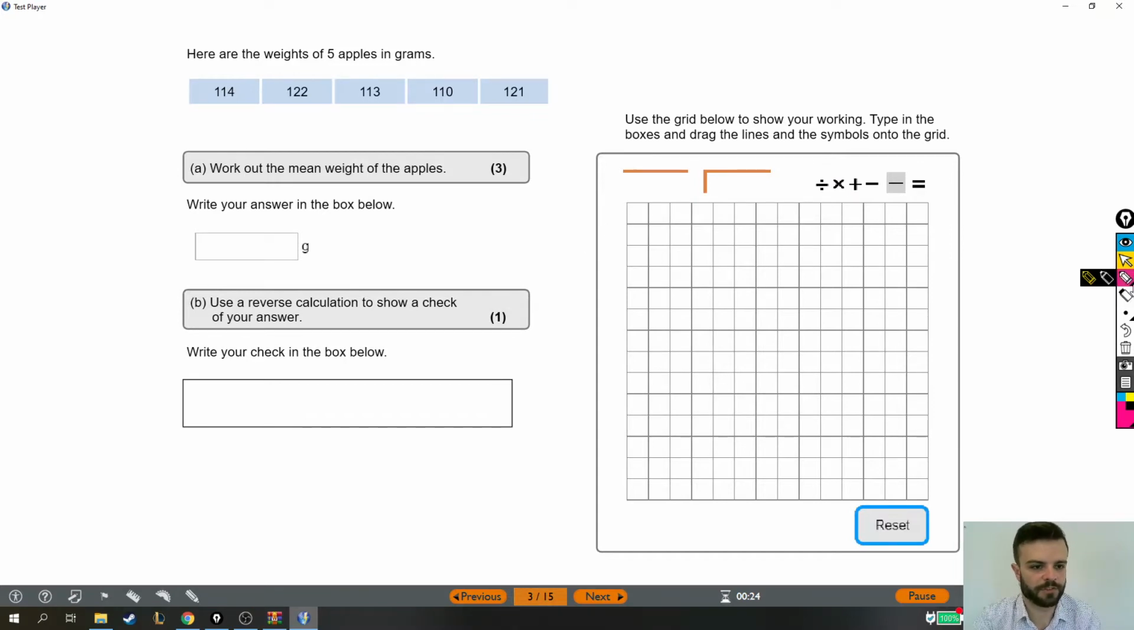Alright, so this question is mostly just a test of how good we are at doing non-calculator calculations. So let's have a read through. Here are the weights of 5 apples in grams. Work out the mean weight of the apples. So we can start there.